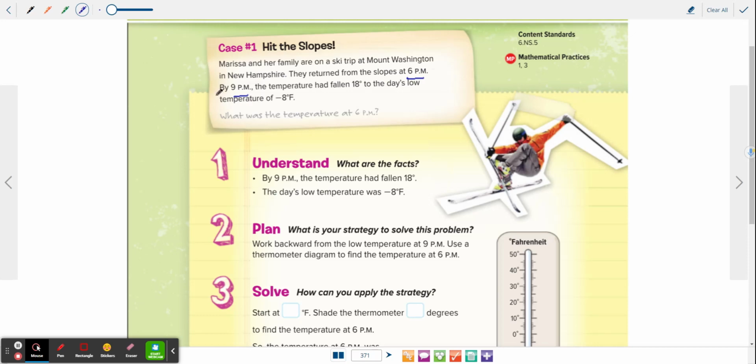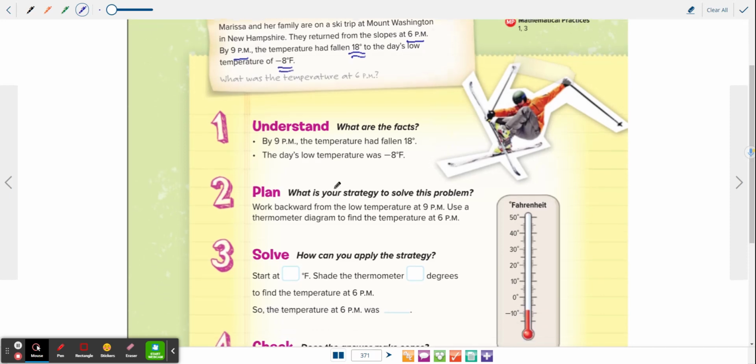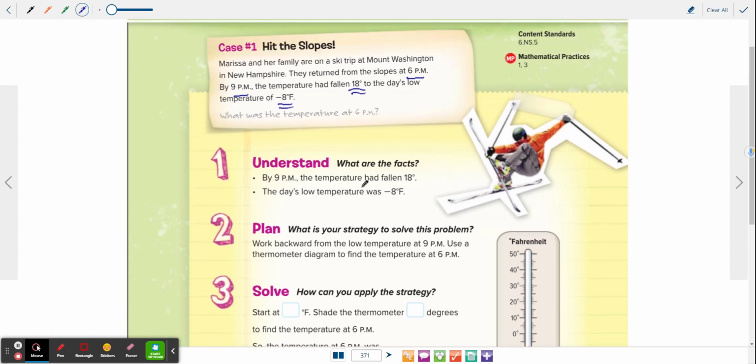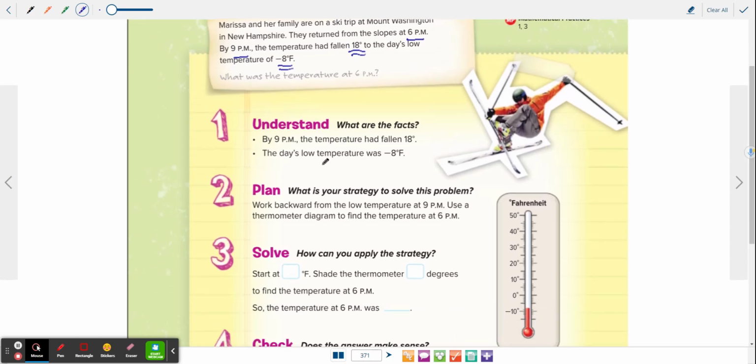Okay, and you notice I underlined a couple of things there. I also would underline this and this. So there's steps that we need to do here to solve these. First, what are the facts? What do we know? We're having an investigation solving a problem, okay? By 9 p.m., the temperature had fallen 18 degrees. That means it's gone down 18 degrees, right? The day's low temperature was negative 8 degrees Fahrenheit. We do know that, okay?